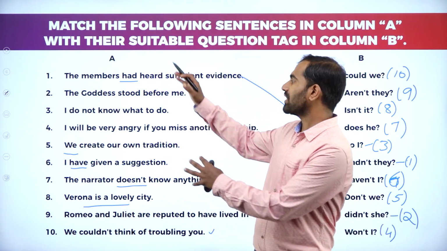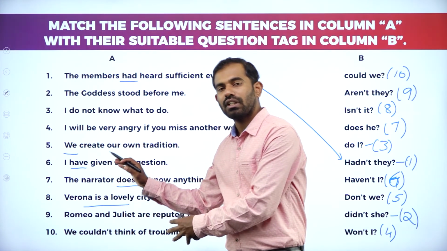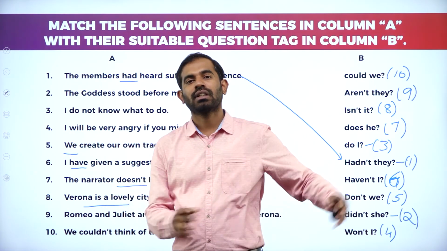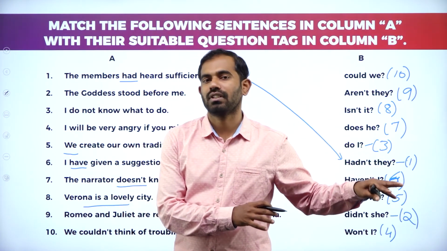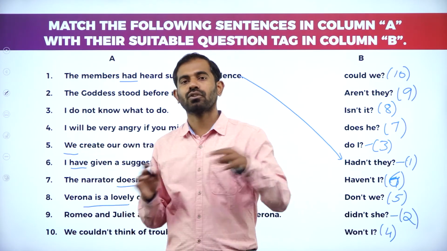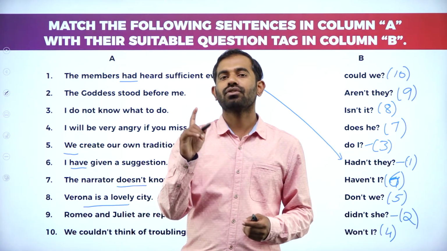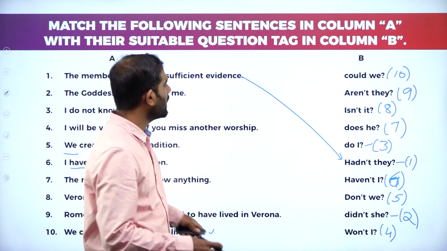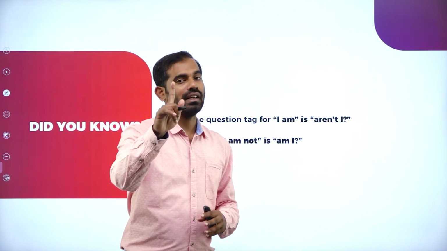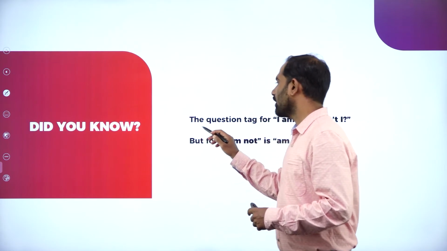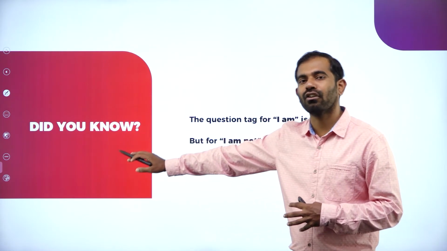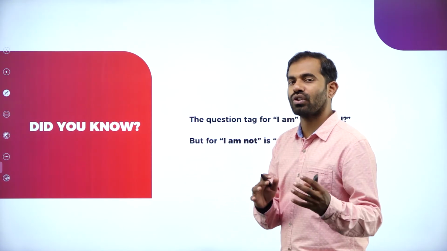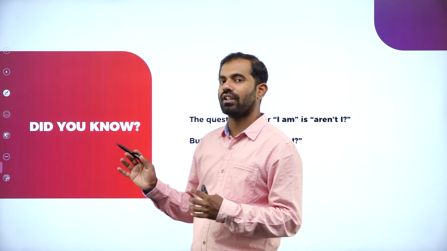It's pretty easy. If the statement is positive, then the question tag will be negative. If the statement is negative, then the question tag will be positive. So positive to negative and negative to positive. Keep this in mind. Keeping these rules in your mind, you can solve any of the questions with respect to question forms. Now, as I told you in the beginning, there is something called did you know? There is a block at the end of the page of the question forms concept.